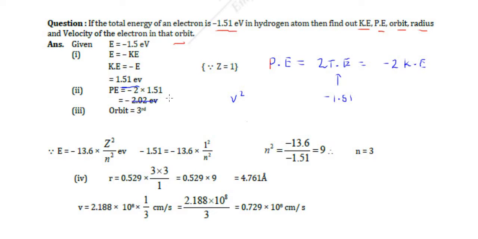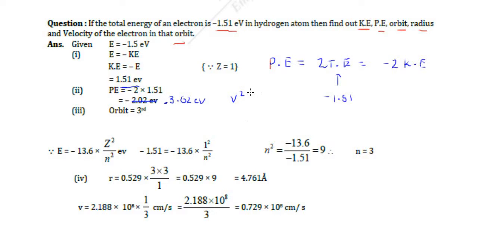So this should be 3.02 electron volt. So it will be minus, of course. Sign will be same as total energy. So yes, moving ahead, you got the value. Now you have to find the orbit.